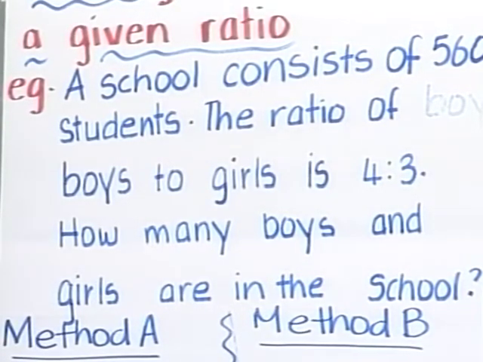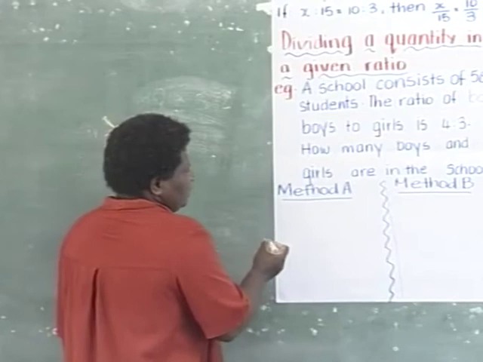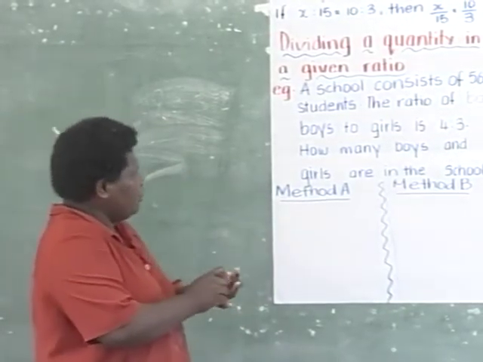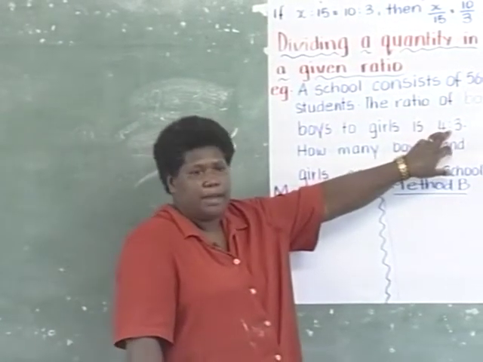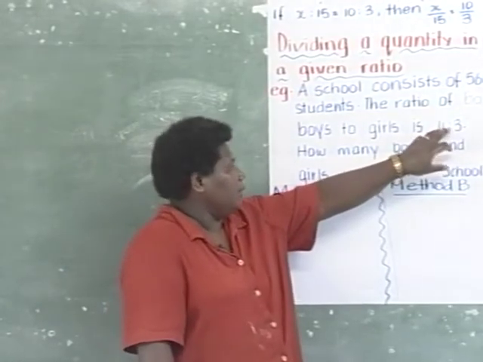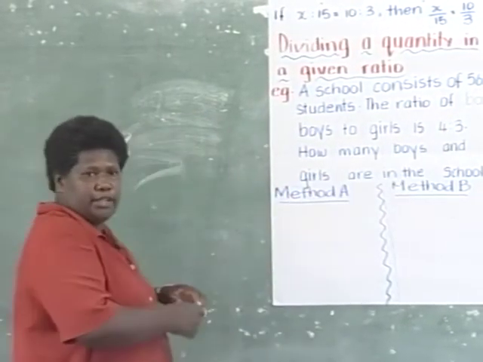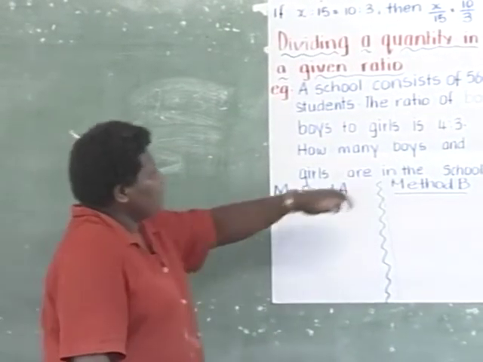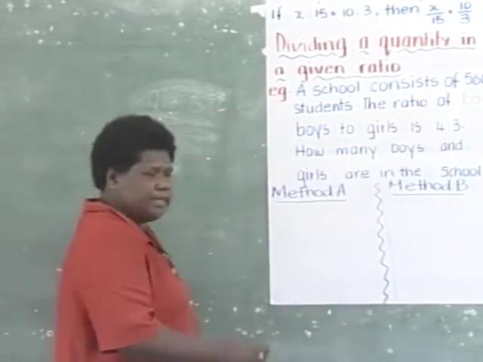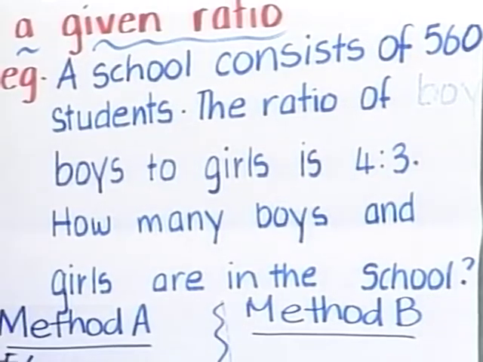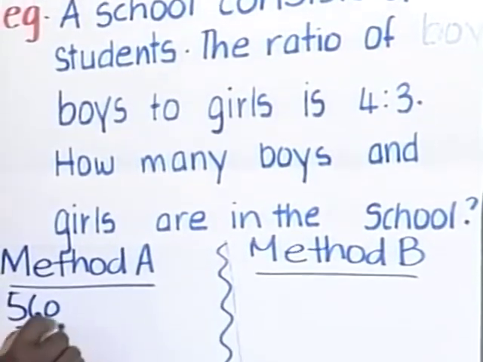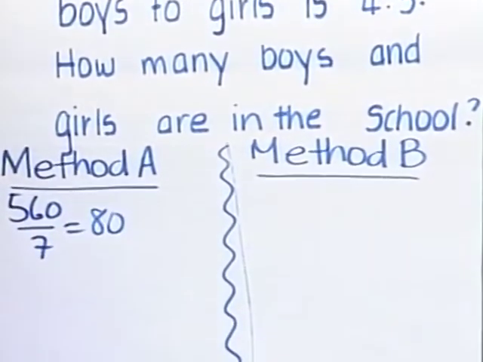Okay, method 1 is I get the sum of these. They are called the parts. The total number of parts, 4:3, is 7. You add 4 and 3 and you get 7. And then I divide the total number of students by 7. So I get 560 over 7 and I get 80.